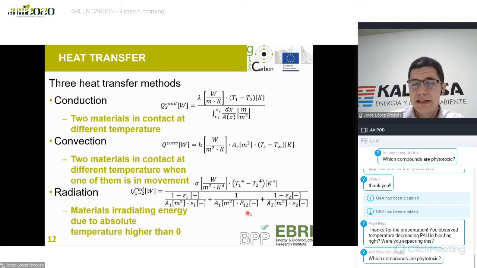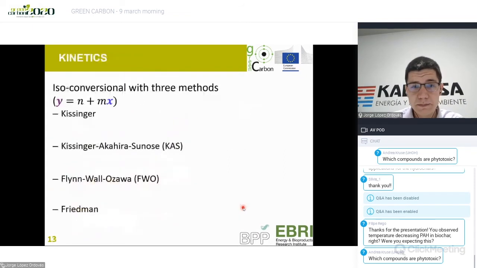Just to clarify, the F12 is the view factor and represents the amount of energy that leaves surface 1 and hits surface 2. That was one of the main challenges in this research as well. I will explain a bit later, but I don't want to stop by a lot on these aspects. Everything is in my thesis, which will be public shortly anyway.